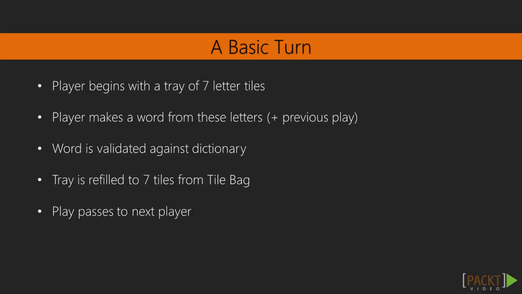So to get to the meat of what needs to be done for this to work, let's break down a player's turn step by step. Now when the game starts, all the players are given a tray with 7 tiles. Each player looks at the letters in their tray and determines what word, in combination with the first and last letter of the previously played word, they can make, and decides to play that word. The word is checked against the dictionary and determined to be valid or not. If valid, the word is played. The tray is refilled to 7 tiles if possible, and play is passed to the next player.